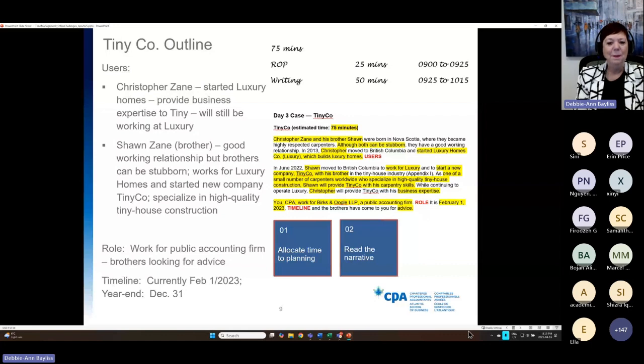The next step is to read the narrative. So if you notice here, I have the first few paragraphs of that case. What I've done for you is I've highlighted the key information. I've also indicated where that information would fall, kind of what category that information would fall under. I have done that for illustration purposes only.